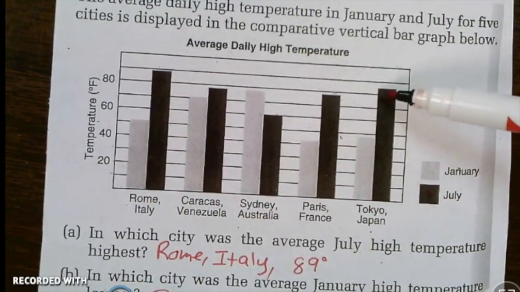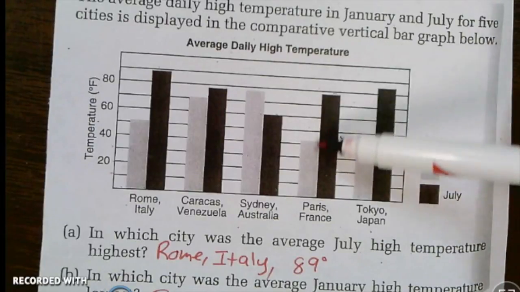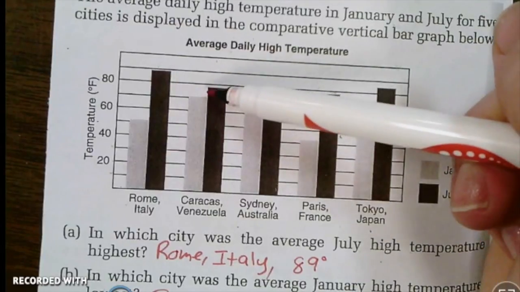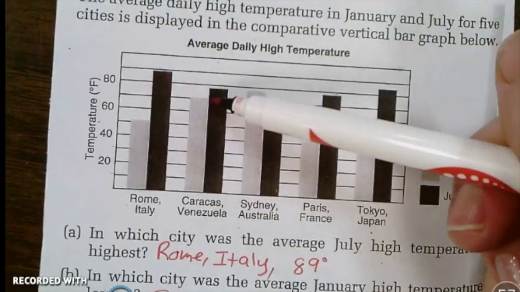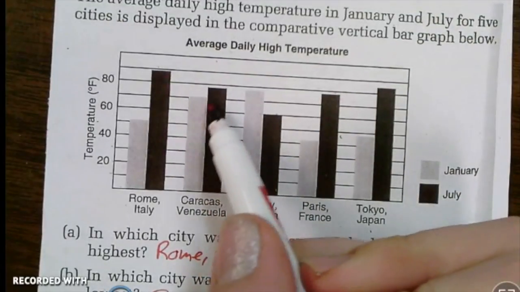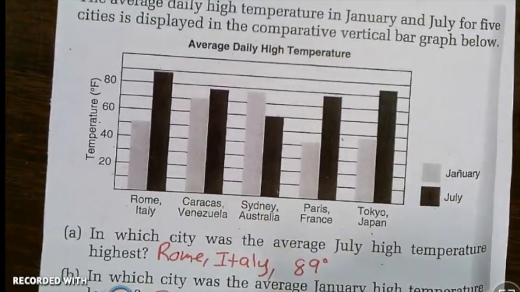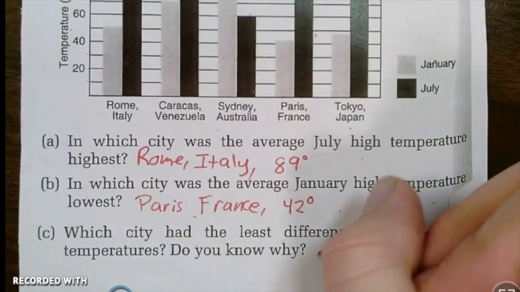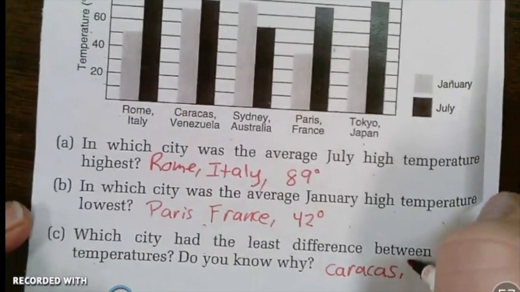So this has a very big range between the two. That's got a very big range. This one has like a medium range. This one looks like it might be the smallest range between them. So that means that there was not a very big difference between January and July. So we're going to say the answer is Caracas, Venezuela.